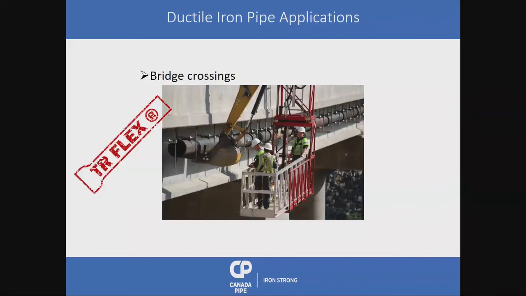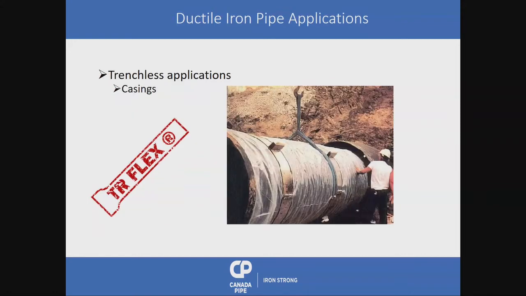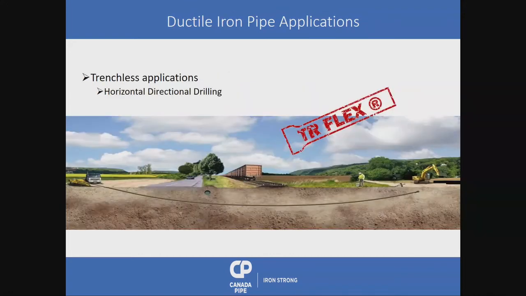We can do bridge crossings, which is a very, very common application for TR Flex. Pipe in casings. We can also do horizontal directional drilling. That's also one that they don't really think to equate to ductile iron pipe, but we can do that, and we use TR Flex for that.